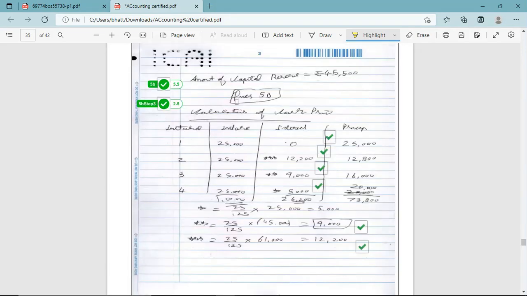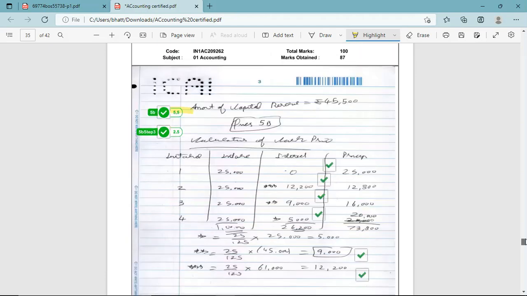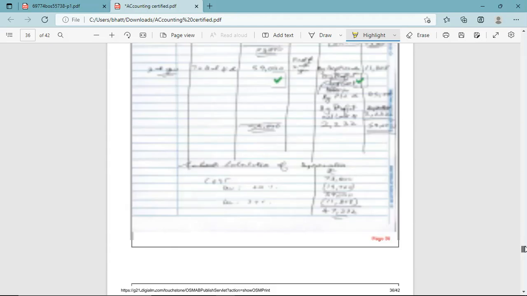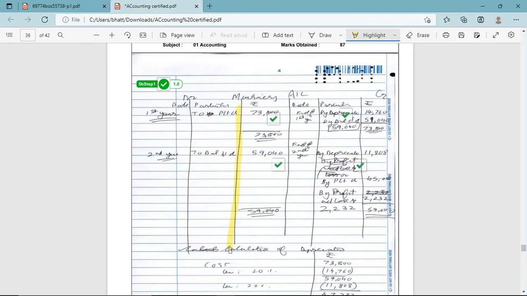Then comes the hire purchase, in which there's some error I had made, hence I got 5.5 out of 8 marks. You can see the lines of account which I made. It has not affected my marks at all.